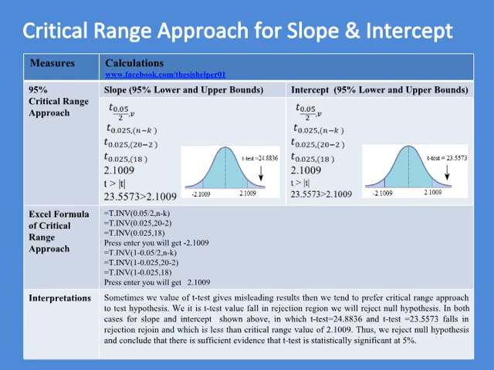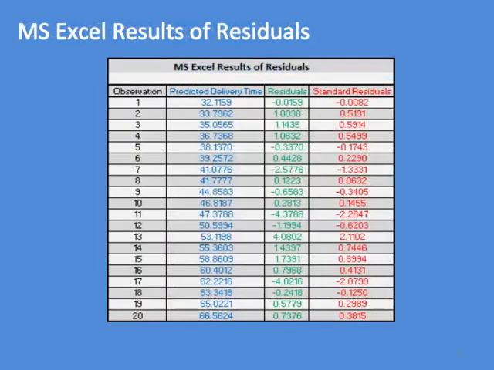In both cases shown above, for slope and intercept, the t-test values are 24.8836 and 23.5573, which fall in the rejection region and are greater than the critical value of 2.1009. Thus, we reject the null hypothesis and conclude that there is sufficient evidence that the t-test is statistically significant at 5%. These are the MS Excel results of residuals, which MS Excel generated automatically.